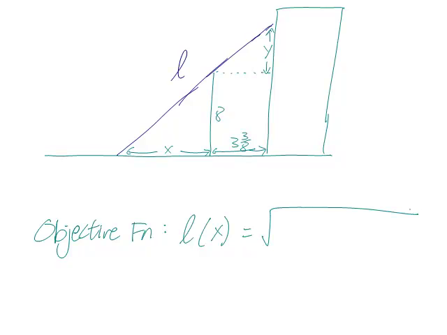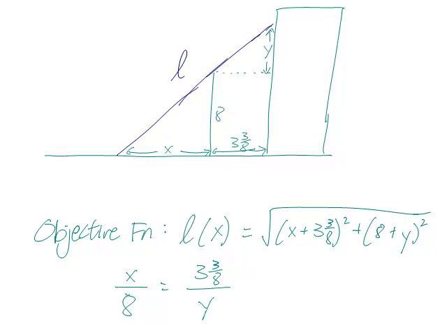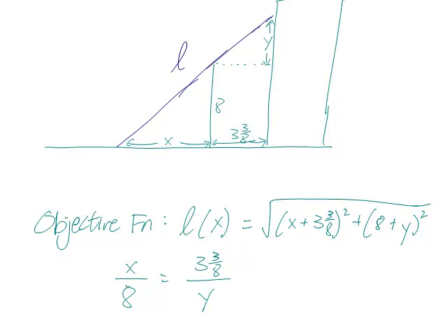And if we use the Pythagorean theorem, it's not hard to see that this is the square root of (x plus 3 3/8) squared plus y squared. Of course, we don't want two variables, so we want to write y in terms of x. And how do we do that? Well, if you look over here, you have two similar triangles. We can set up a proportion. X is to 8 as 3 3/8 is to y. That comes from the similar triangles.